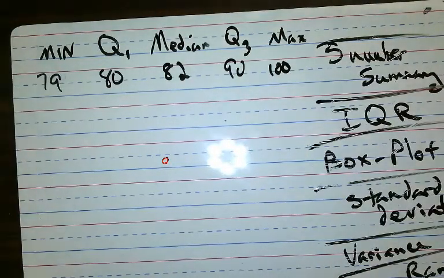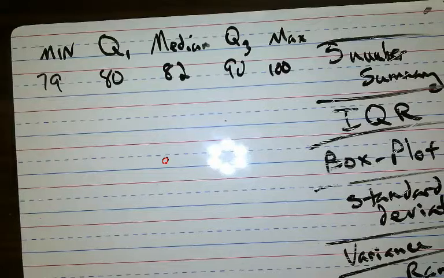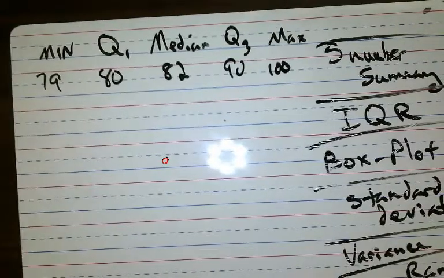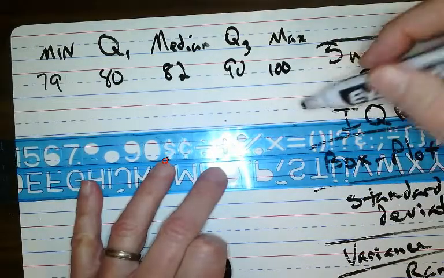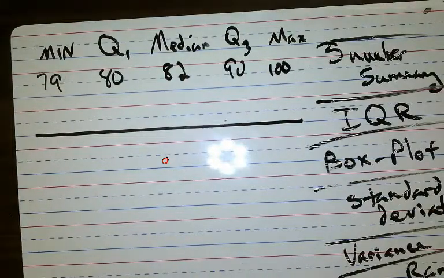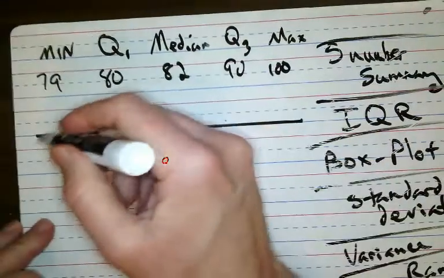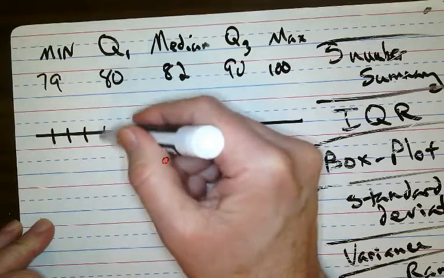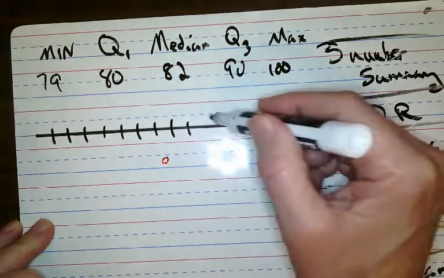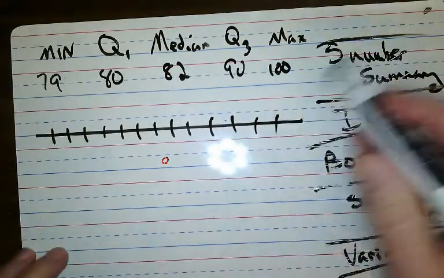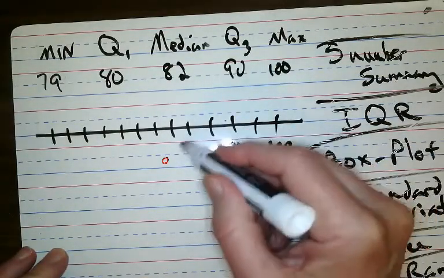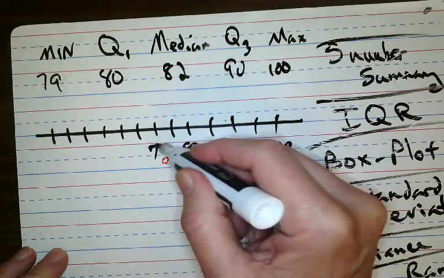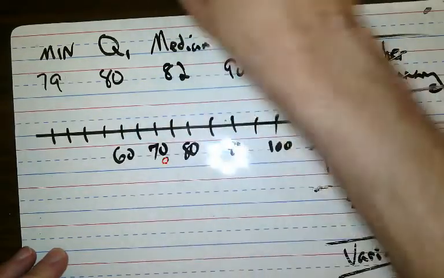Now then, they want you to make something called a box plot, a box and whiskers. So we can do that. Let's see, 1, 2, 3, 4, 5, 6, 7, 8, 9, 10, 12. All right, so 100, and then 90, and then 80, and then 70, and then 60. Oh, we don't need to go that low, huh?